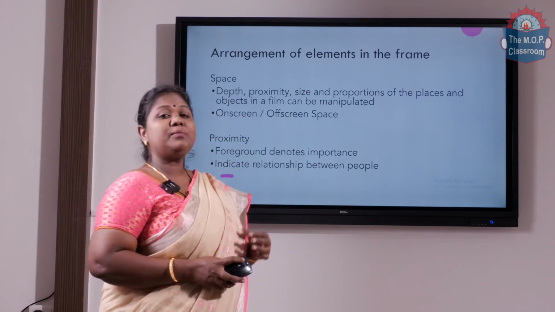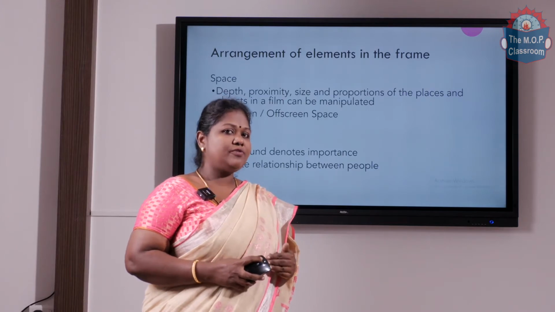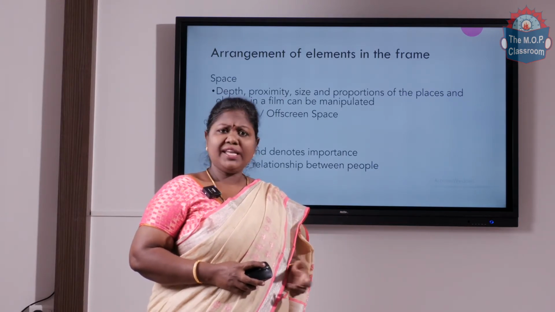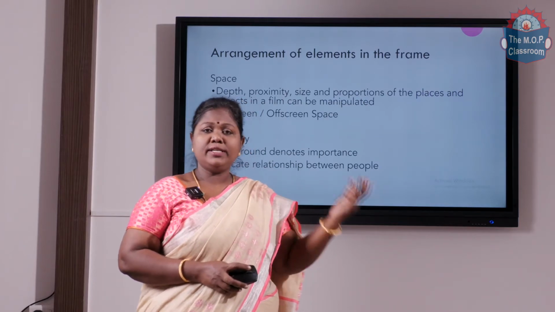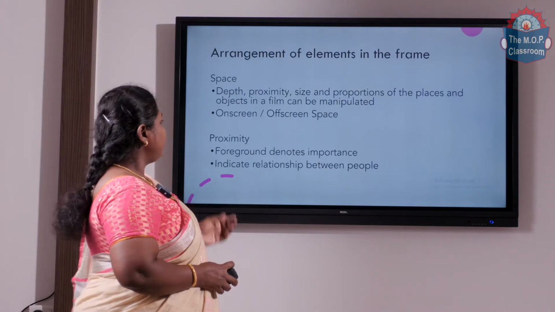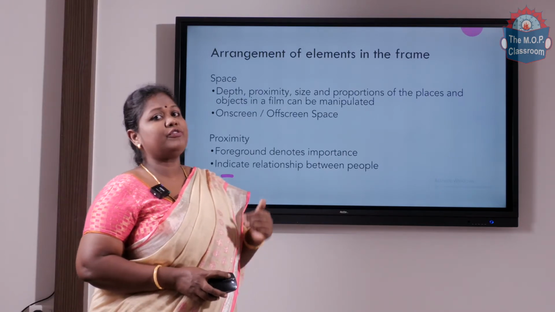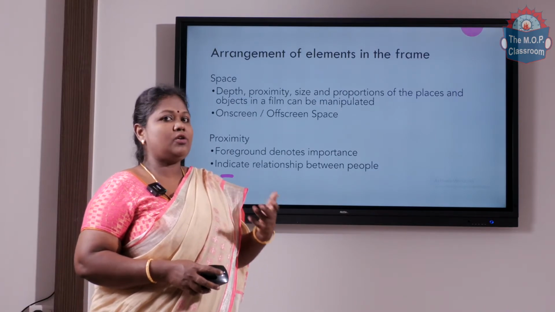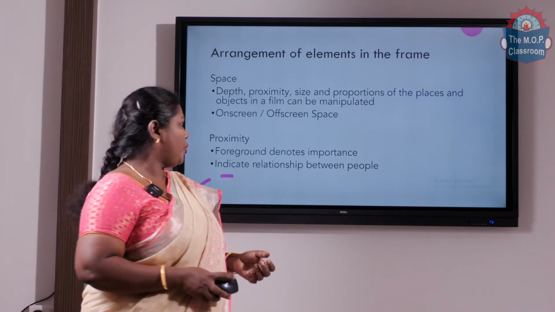All of this is created by the way we place this person inside this frame, our character who's on screen, and how we move the scene forward in all these elements of mise-en-scène. Okay. Proximity: the foreground denotes importance. The placement of the character right in front could say that this is the person who's going to be talking or carrying that particular shot forward.